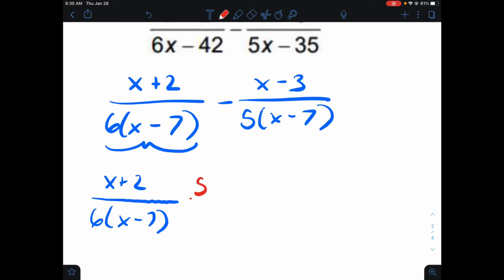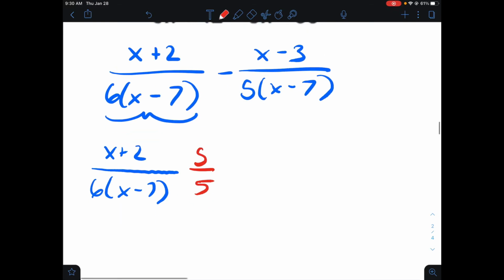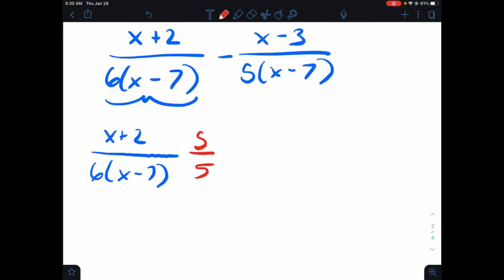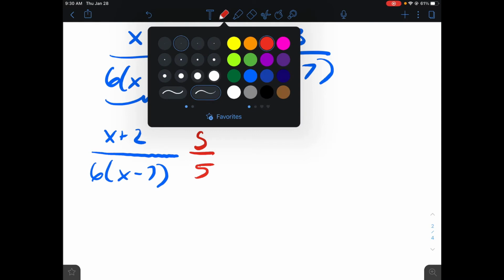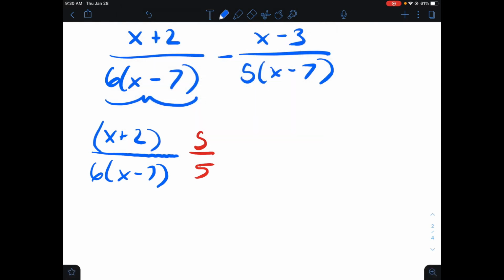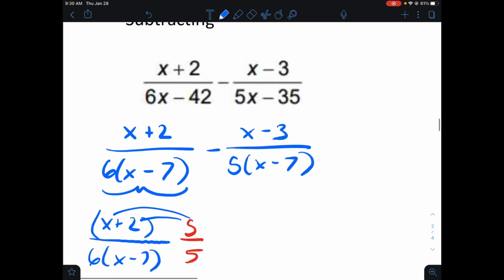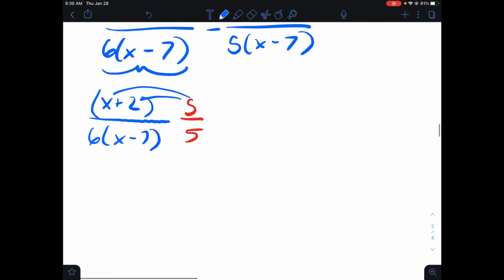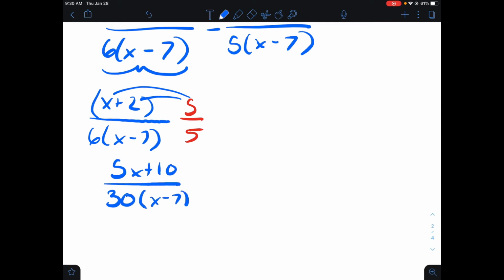So we're going to do 5 over 5. And again, we have to make sure that we distribute. We're going to have to distribute the 5 to each of these terms. Even if it's backwards, x plus 2 times 5 is the same as 5 times x plus 2. So we have to distribute. You end up with 5x plus 10 all over, and then the 6 times 5 is going to give us a 30. So we get x minus 7.